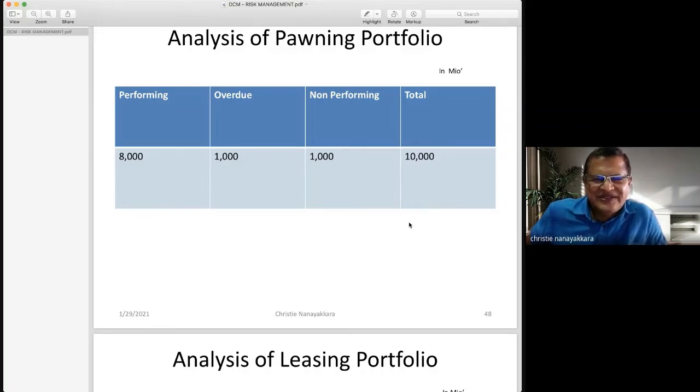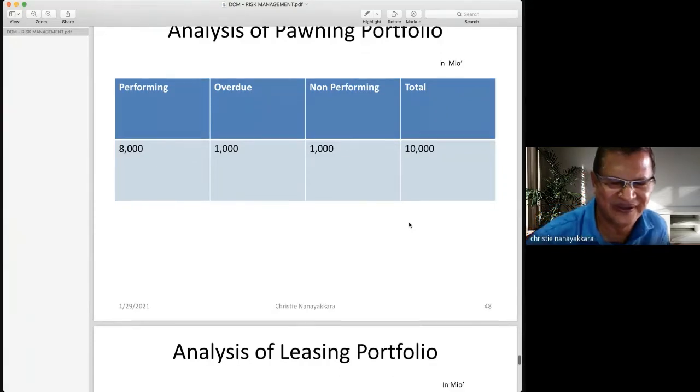Sometimes in these auctions, you won't be able to get the outstanding value, due to price fluctuations or whatever. Then in the auction itself, you can't dispose of it, and you may have to dispose at a loss. Those are considered non-performing. So we need to monitor overdues and non-performing in a portfolio of pawning.